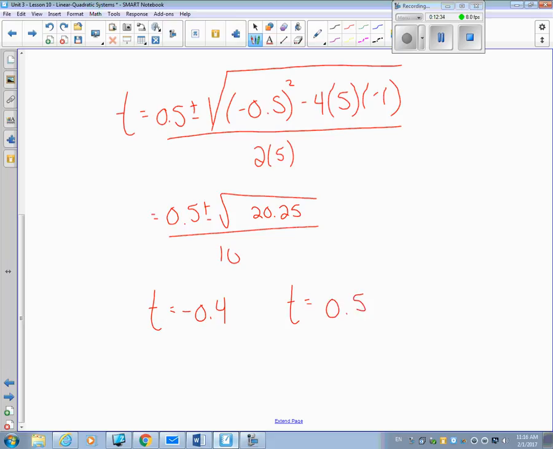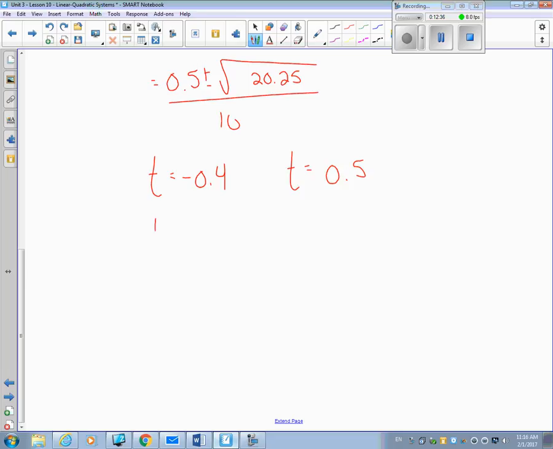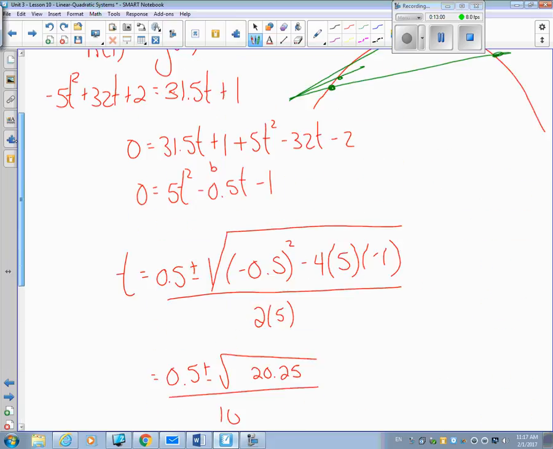Now we're talking about time, so can I have a negative time? No, that would be inadmissible. And then the second one obviously has to be our answer. So the skeet is hit after 0.5 seconds. I think there was a second part to that question too, wasn't there?